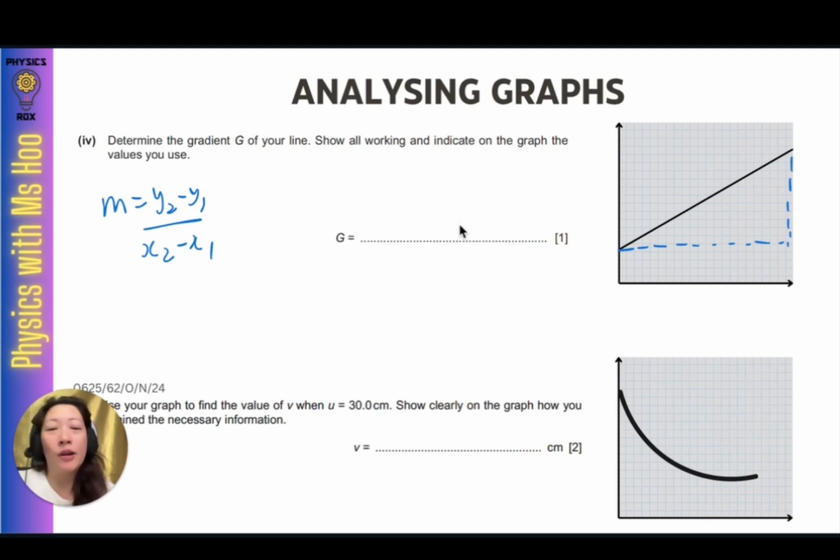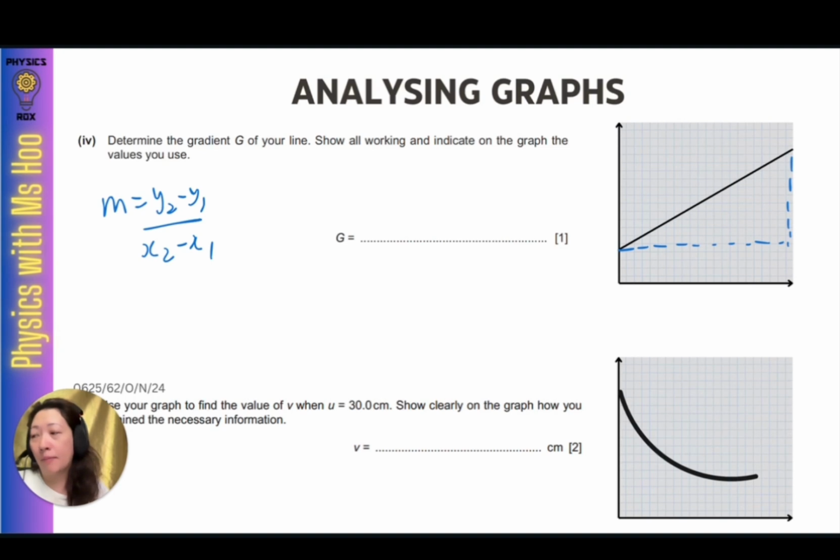So some students will argue with me, gradient, there's no unit. Remember, this is physics, everything has units. So what is the unit of the gradient? It depends on the graph that you are given. To determine the unit of the gradient, you need to get the unit of the y-axis over the unit of the x-axis, just like you see in the formula over here.